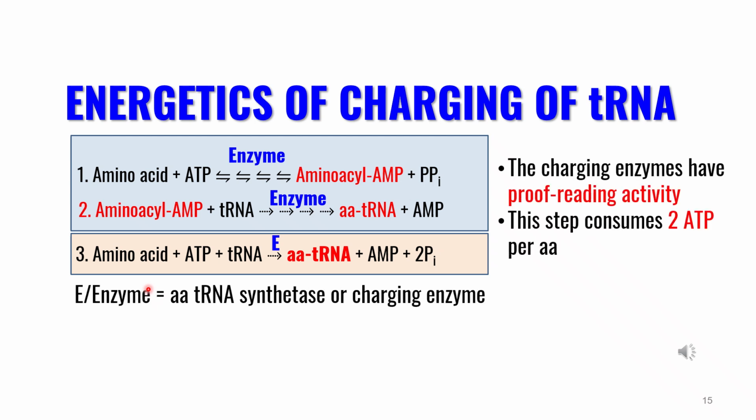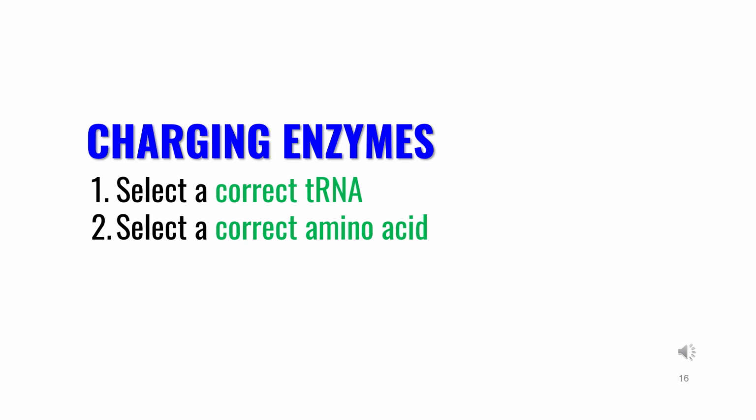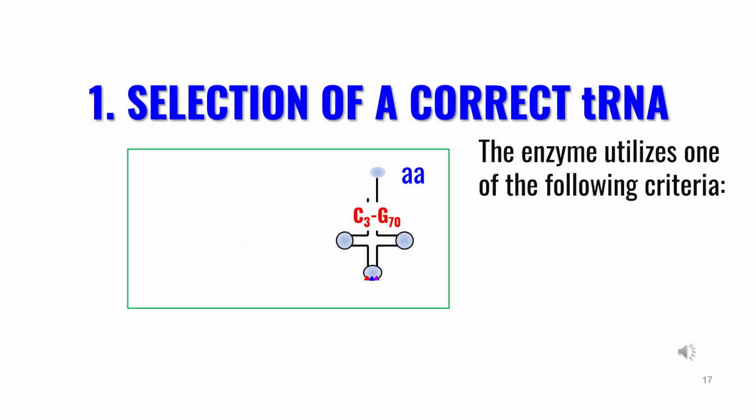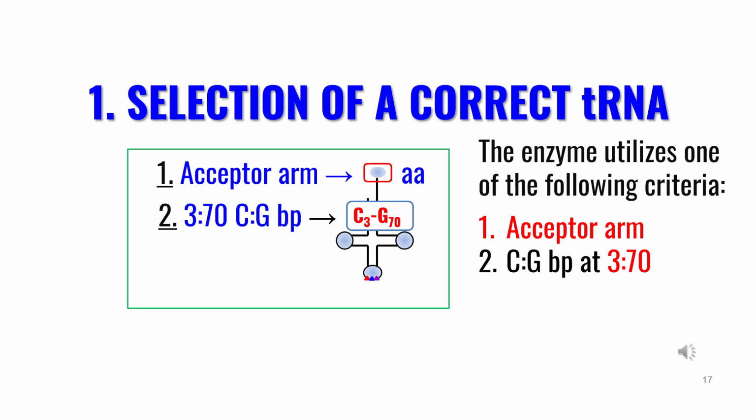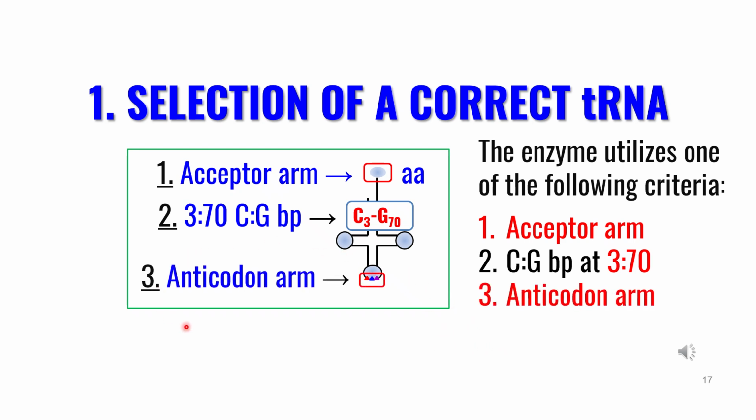The enzymes are highly precise as they have proofreading activity as well. So these charging enzymes are highly precise and they do so by selecting the correct tRNA for a given amino acid. Therefore, we should discuss the criteria utilized by these enzymes to select the correct pair of amino acid and its tRNA. So any one of the three criteria listed here is utilized by the enzyme to select the correct tRNA. In some cases it is the acceptor arm which is utilized. In other cases it is the G-C base pair, and in other cases it is the anticodon arm which is utilized to select the correct tRNA for a given amino acid.